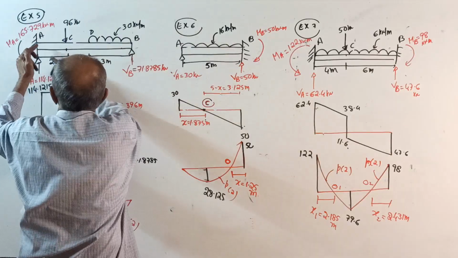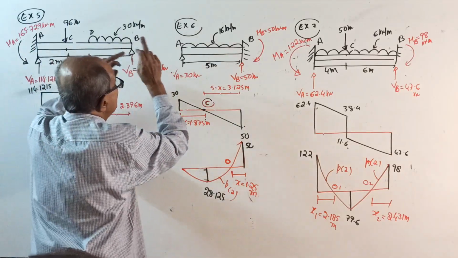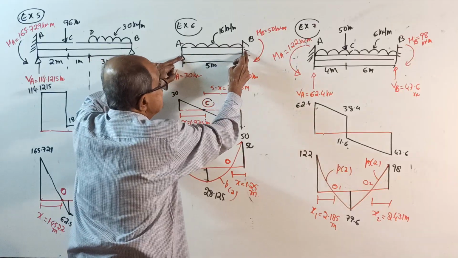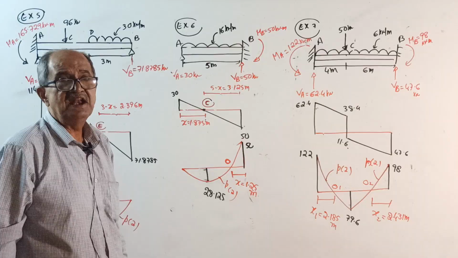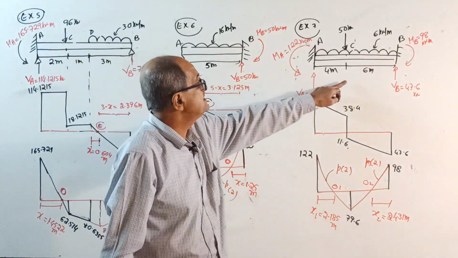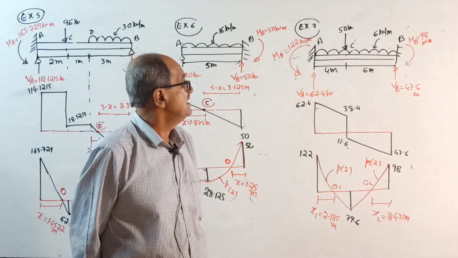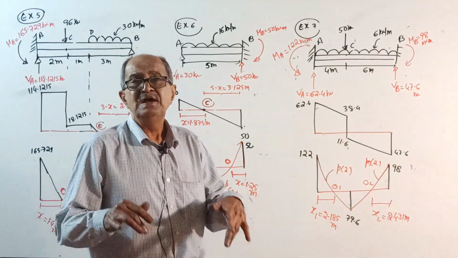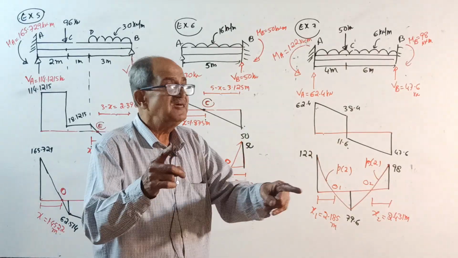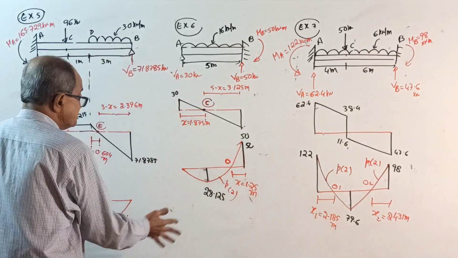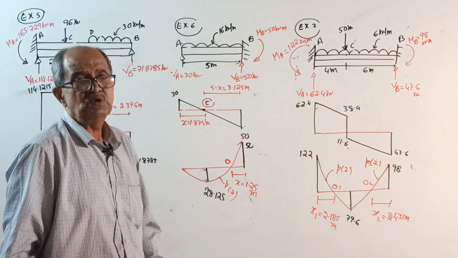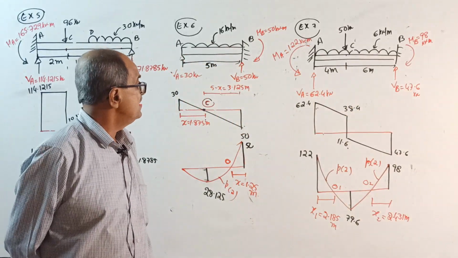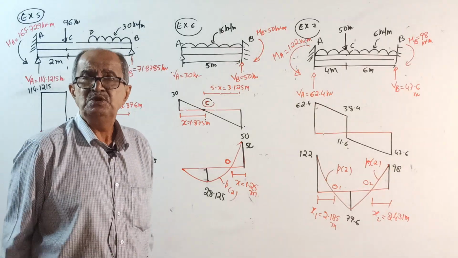Example 6, this is fixed on the left side, prop on the right side; fixed on the right side, prop on the left side. Both these are statically indeterminate to first degree. This is a fixed beam, indeterminate to second degree. All this model we will make, we will get SFD, BMD. This result we got in the class. Those who are not in any group but want to learn, you try it.